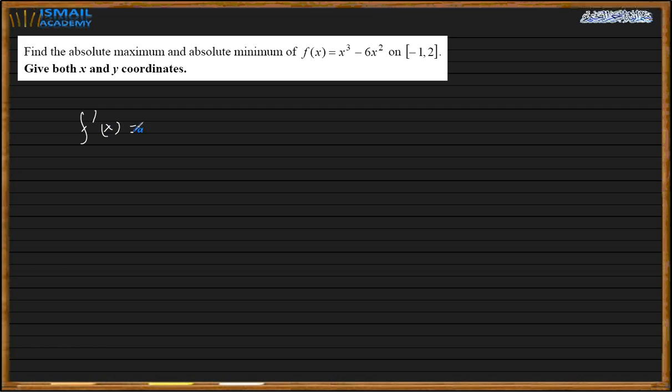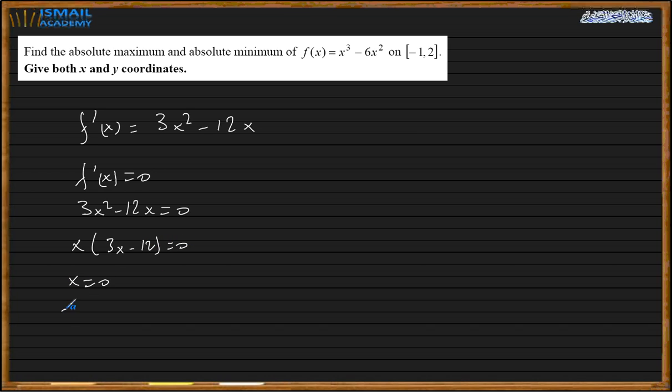So f prime is 3x squared minus 12x. So I take the derivative equals 0. F prime equals 0, which means that 3x squared minus 12x equals 0. x times 3x minus 12 equals 0, which means that x equals 0, or 3x minus 12 equals 0. If I solve this, if I add 12 both sides, you see, I got 3x equal 12. Then you divide by 3, you got x equal 4.